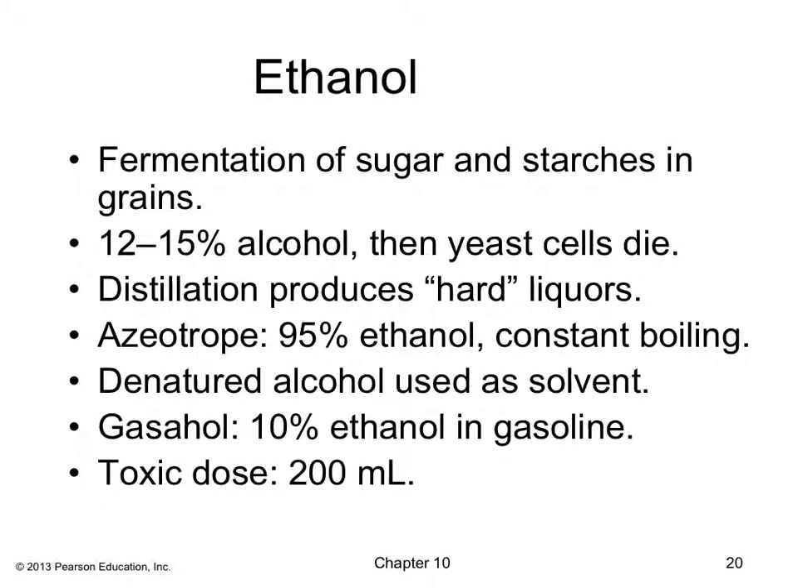Ethanol can be produced by yeast through fermentation of sugars and starches in the grains. You can generate 12 to 15% alcohol, and once that happens, the yeast cells end up dying. You can distill them so that you can produce hard liquors as an azeotrope of 95% ethanol. Denatured alcohol can be used as a solvent. Gasohol has 10% ethanol in gasoline. The toxic dose is 200 mL.